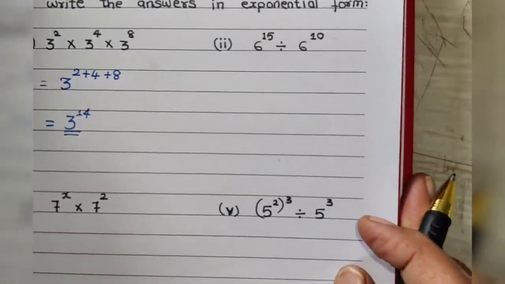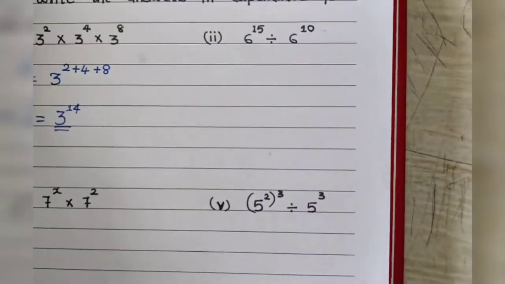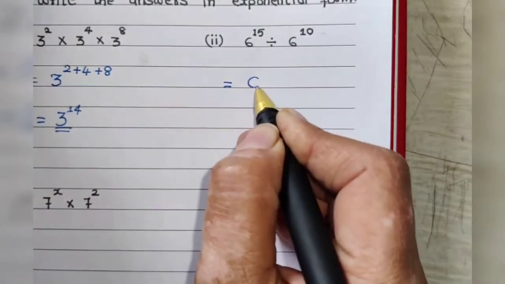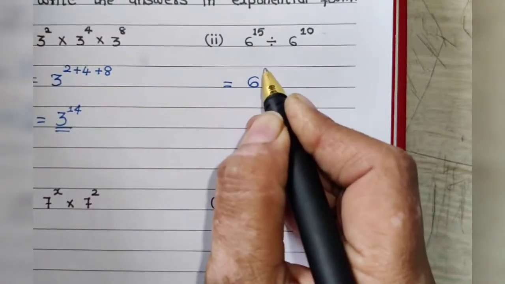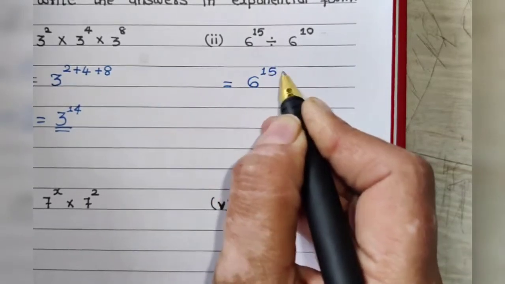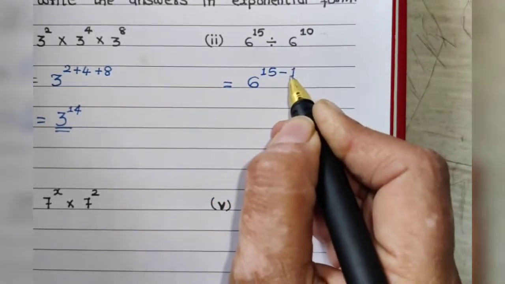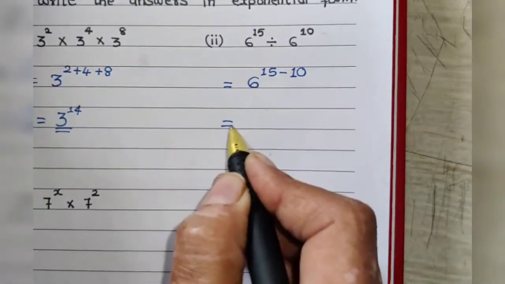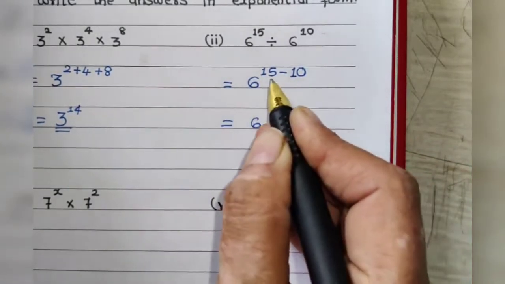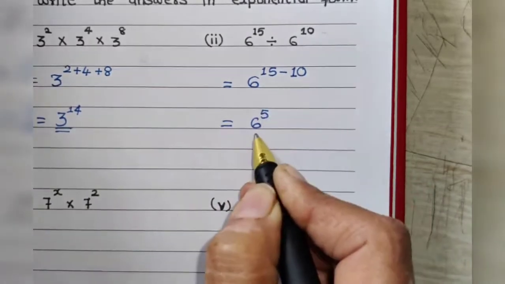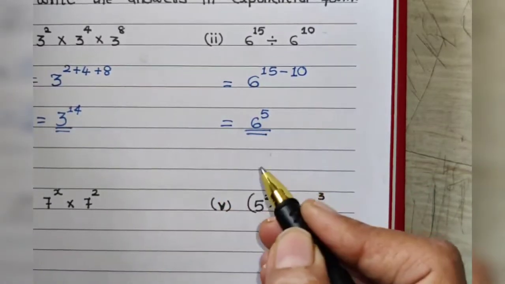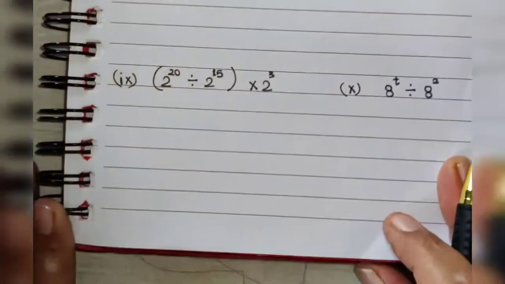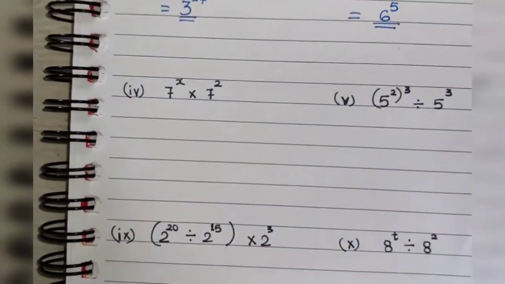Now let us move on to the next question where the division is there. When the bases are same and they have been divided, the powers will get subtracted, that is minus. So 15 minus 10, your answer will be 6 to the power 5, and as we are going to get the answer in exponential form, this will be the final answer. Now let us move on to the next question, number 4.